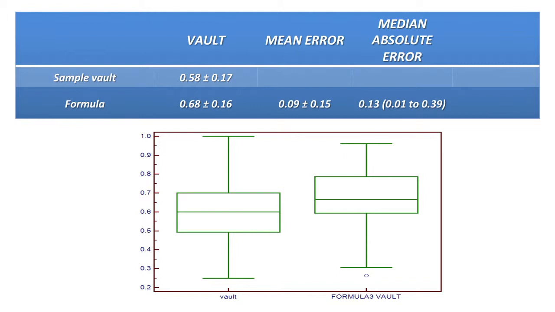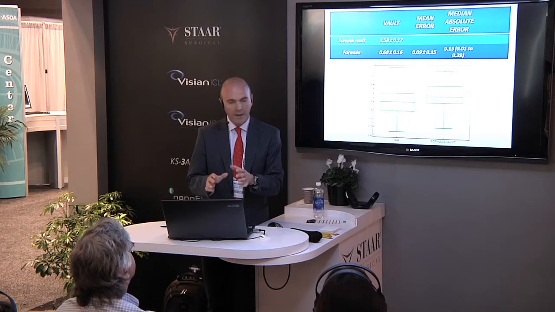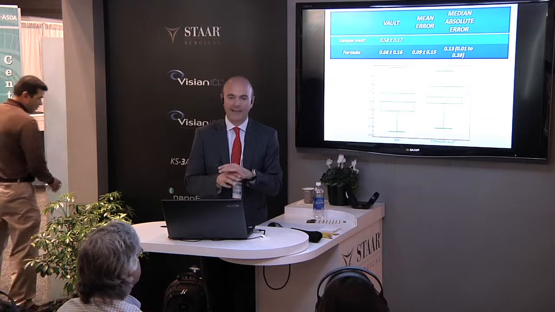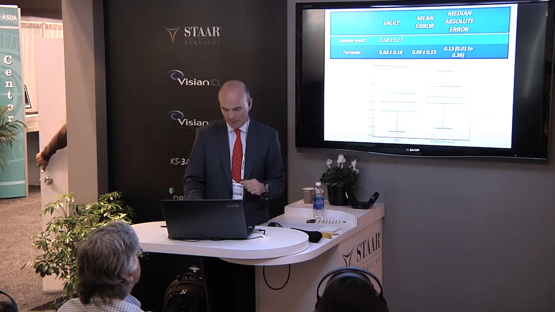And these are the results on this validation group. We got the formula predicted a little higher vault than what actually happened, around 0.1 millimeter, but the median absolute error was 0.13, very close to the 0.12 that we got in the calculation group. So we are really getting the very same results as we've seen before in this validation group that had nothing to do with the calculation one.